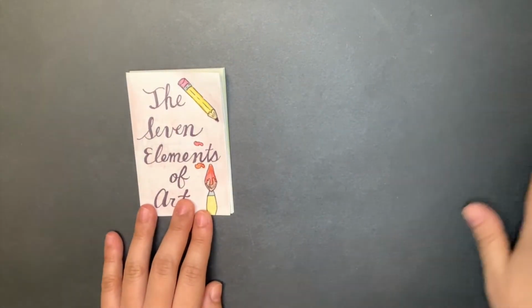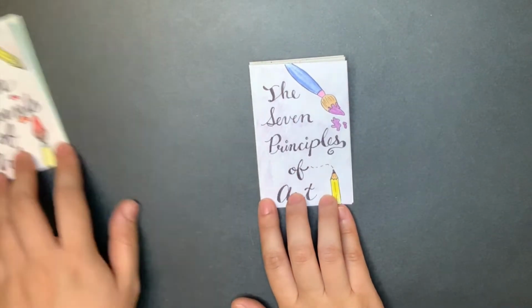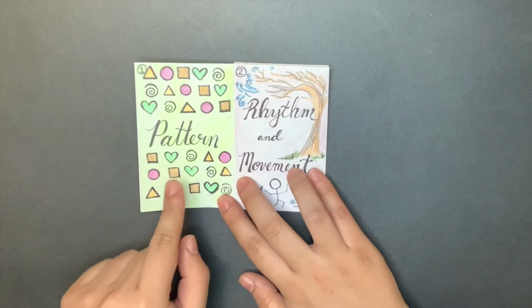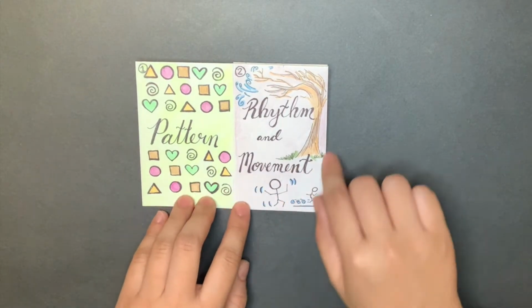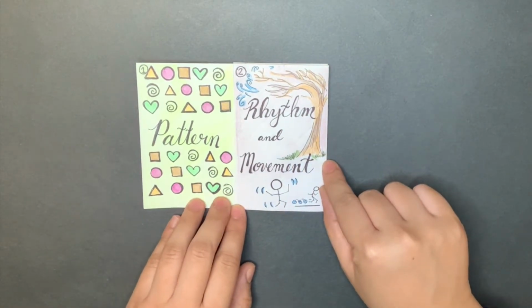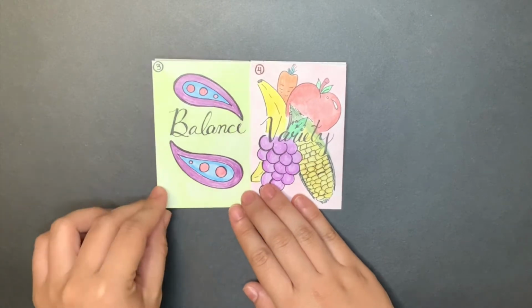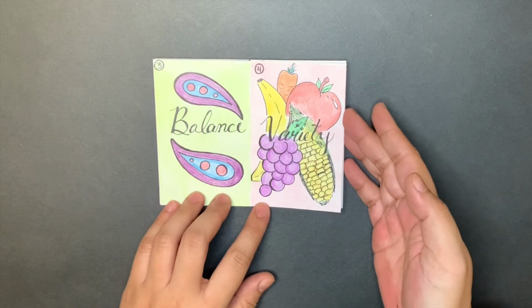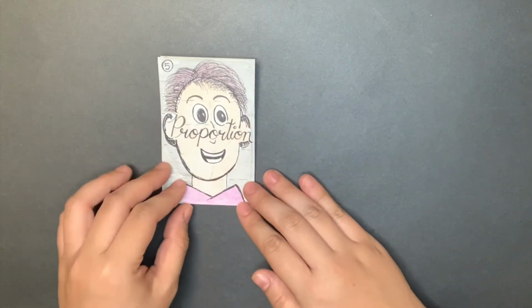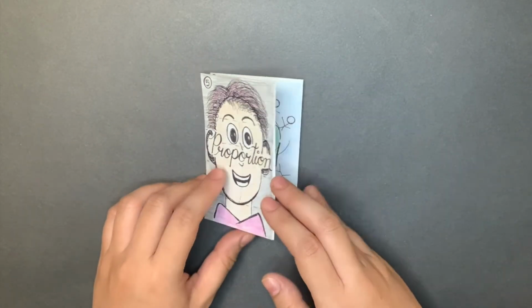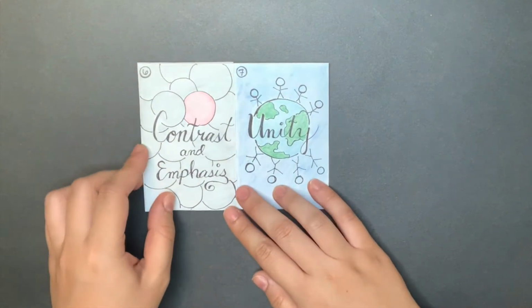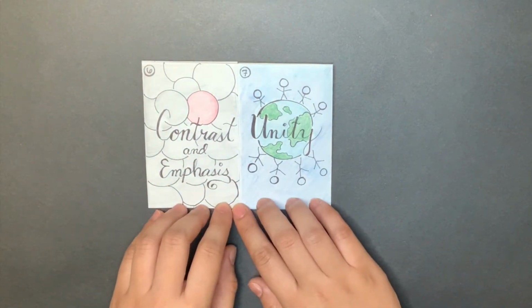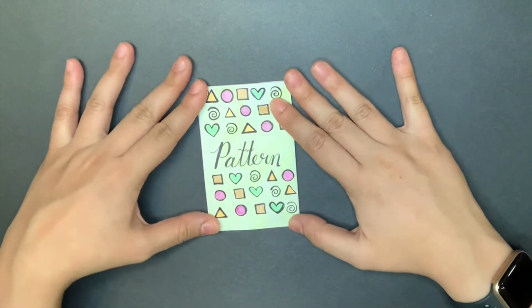Now that we know the ingredients, I'm going to show you the best recipes to combine these elements and make your art more detailed and well put together. Here are the principles of art: pattern, rhythm and movement, balance, variety, proportion, contrast and emphasis, and unity. Today we are going to create art with the main focus on the first principle in our series, pattern.